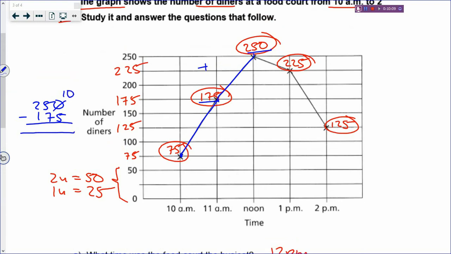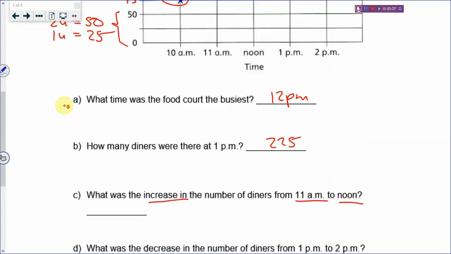So you must do your working, right? So you borrow and you lend. So 10 minus 5, you get 5. 4 cannot minus 7. So you borrow from 2, and then the 4 becomes 14. So 14 minus 7, you get 7. 1 minus 1 is 0. So what's the increase? There is an increase of 75 diners from 11 a.m. to 12 p.m. So that's how you get the increase. You take 250 minus 175 to get the increase. And your answer here will be 75.